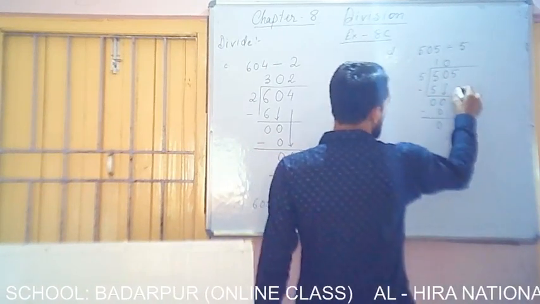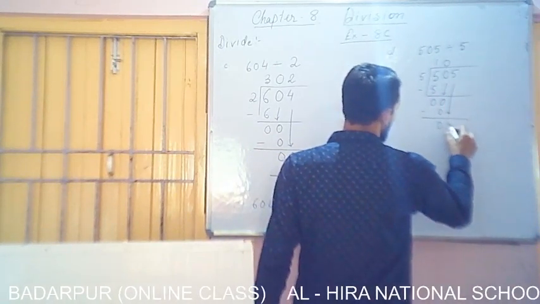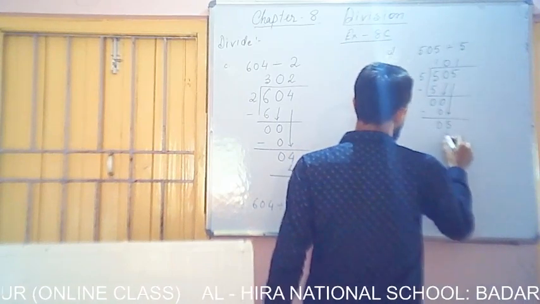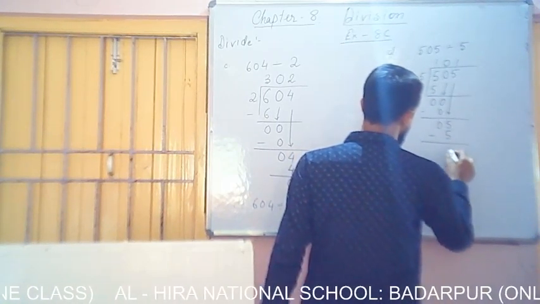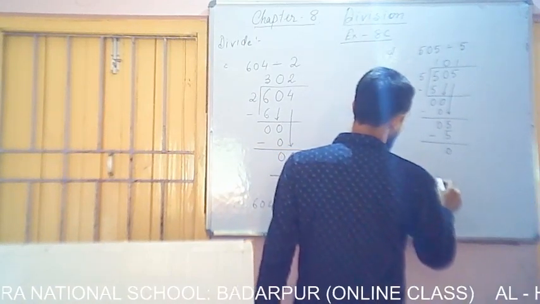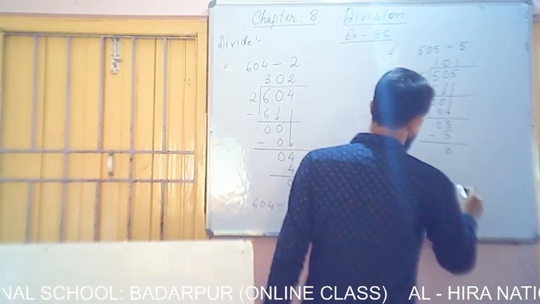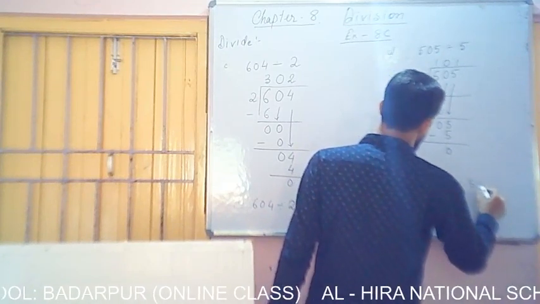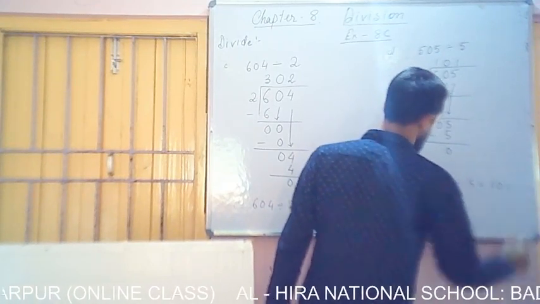Then again you bring down 5 ones. So 5 ones are 5. So again 5 minus 5 equals 0. So therefore we can write 505 divided by 5 equals 101.